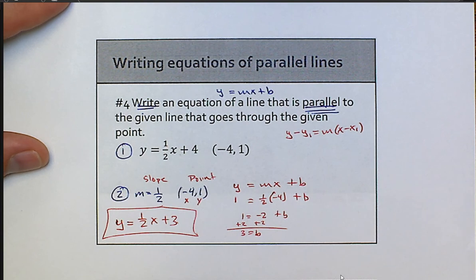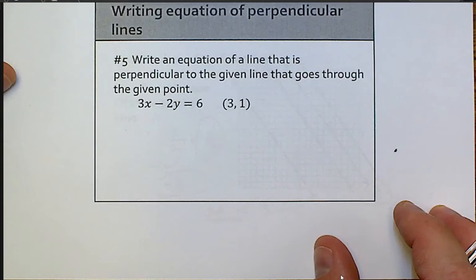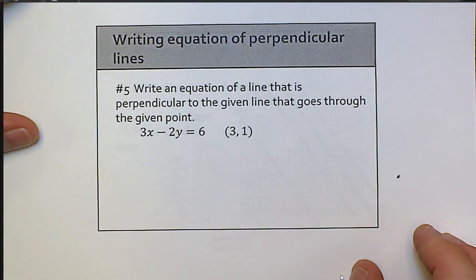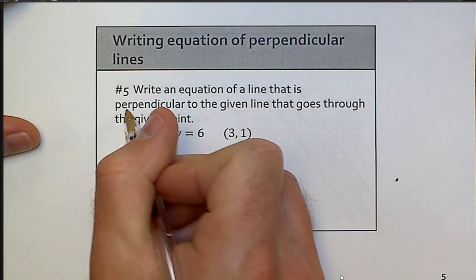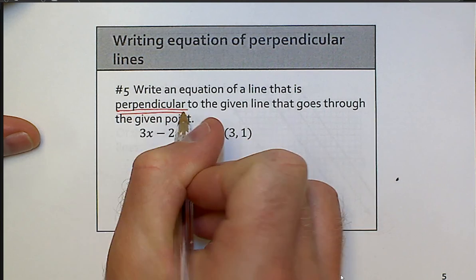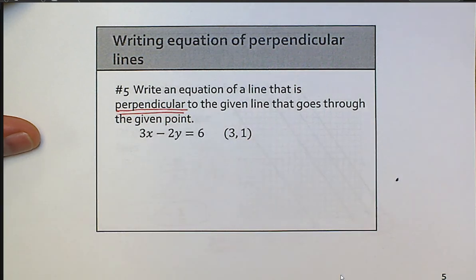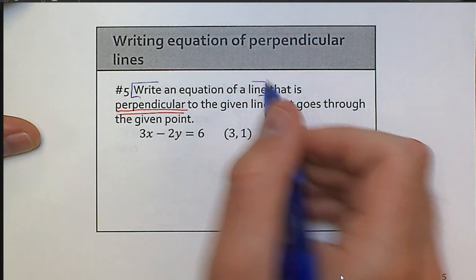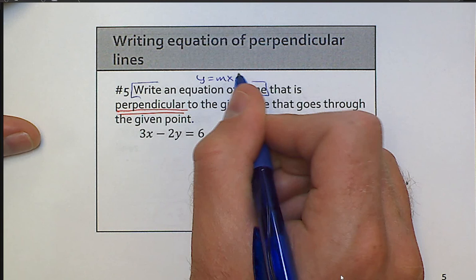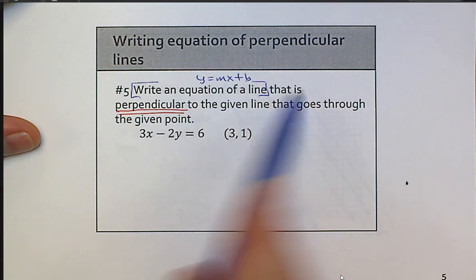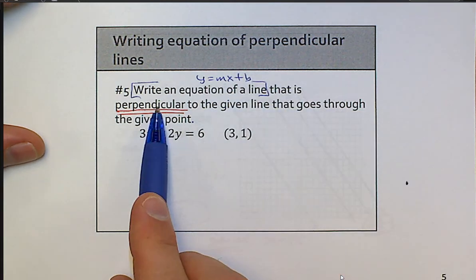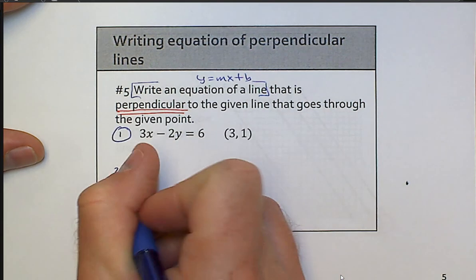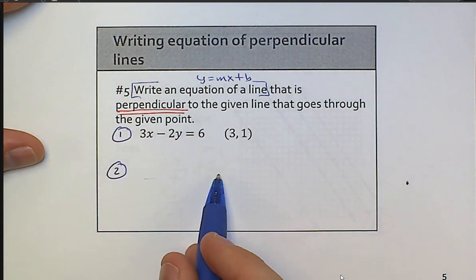Okay, moving on. Same question, except a little bit different portion of the question, which is now I want perpendicular. So again, when you see write an equation of a line, you should be thinking, my final answer has to be y equals mx plus b. It's got to be perpendicular, so you're thinking opposite reciprocal to the given line. So this is line 1. Your job is to come up with a second equation of a line that's perpendicular to this and goes through this point.